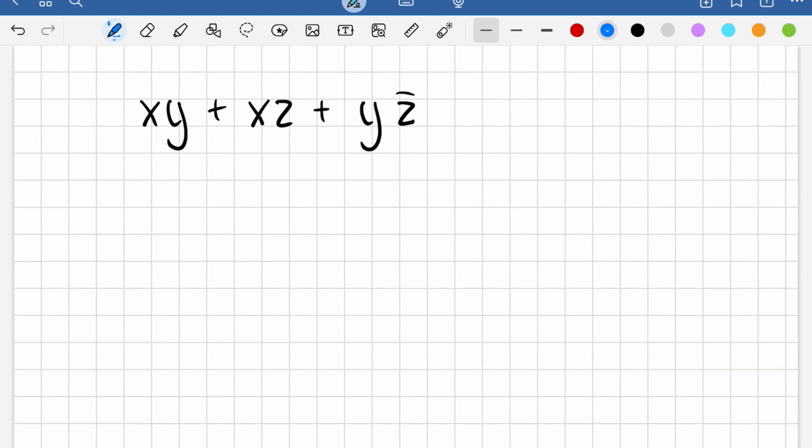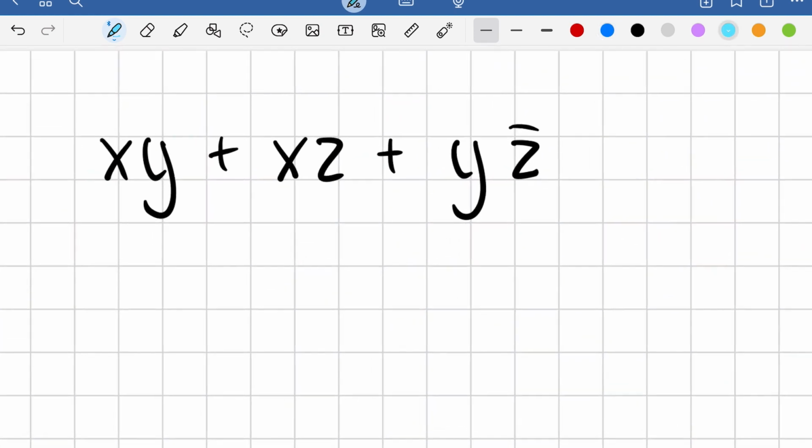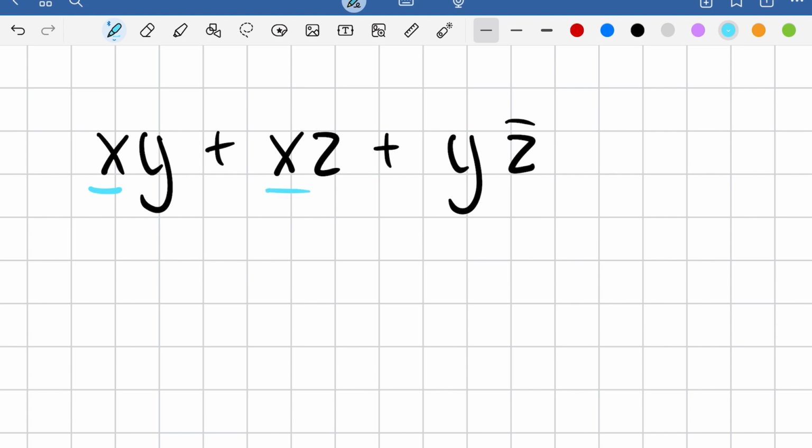Next question is xy, or xz, or y and z prime. Now this is another consensus rule. I can see it right away, as we talked about. These share an x, these share a y, and these are different, the z and z prime. So I see this and I say, okay, which one is missing the z and z prime? And the answer is this one right here.